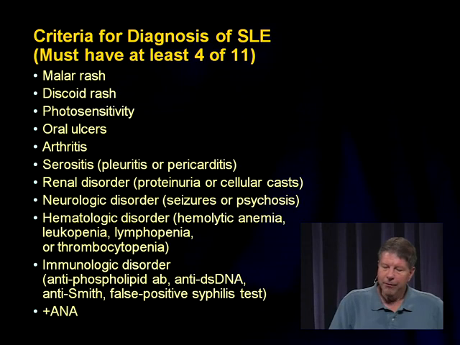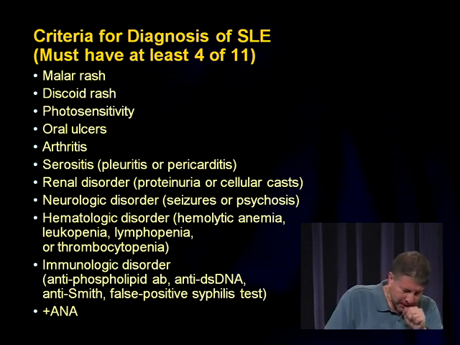All right, you got to have 4 of these 11. I would not worry about memorizing all of these. Just be familiar with them. If you start seeing a scenario, and particularly, let's say, an African-American girl who's got this rash, and then she's got ulcers, and then she's got renal disease. And then they give you some of these tests down here. So this is the classic malar rash.